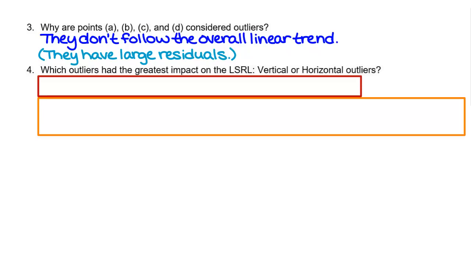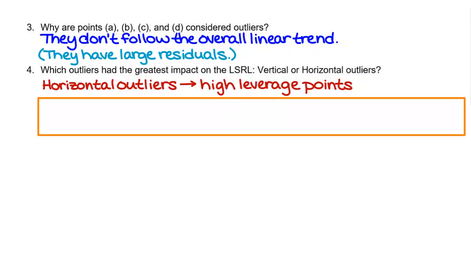Which of those outliers, A, B, C, D, had the greatest impact on the least squares regression line? Was it the horizontal ones, A and B, or was it the vertical ones, C and D? It was the horizontal ones. We call those high leverage points.